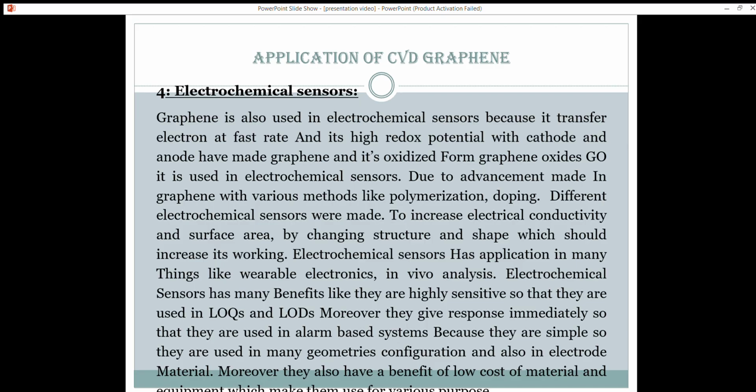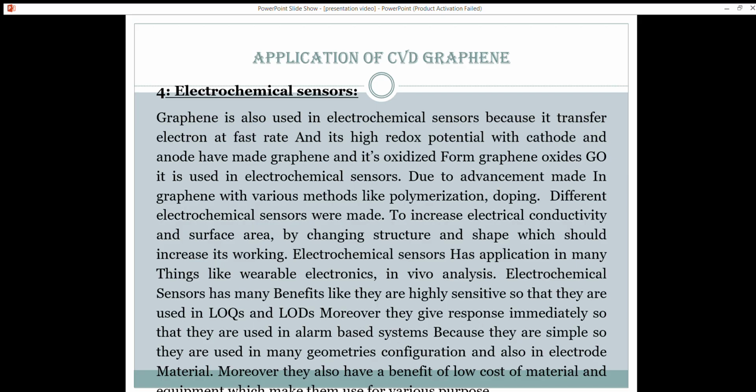To increase electrical conductivity and surface area by changing the structure and shape, which should improve how it works. Electrochemical sensors have many applications, like in wearable electronics and in vivo analysis. Electrochemical sensors have many benefits, like they are highly sensitive, so they are used for LOQs and LODs.